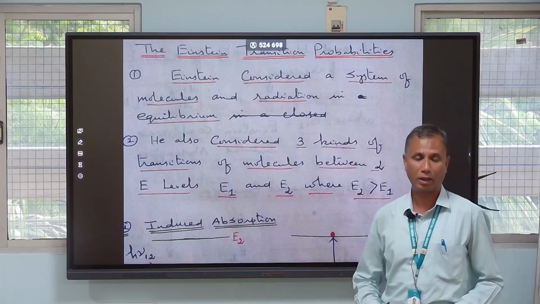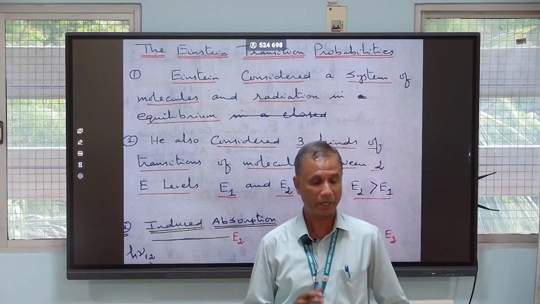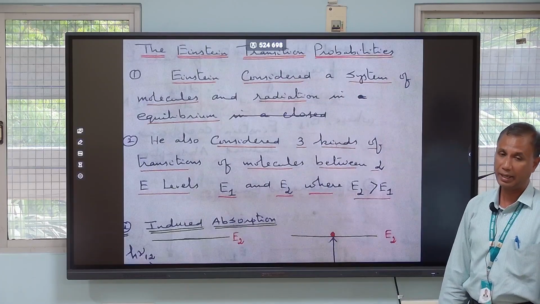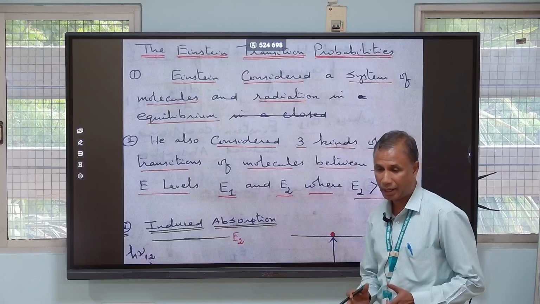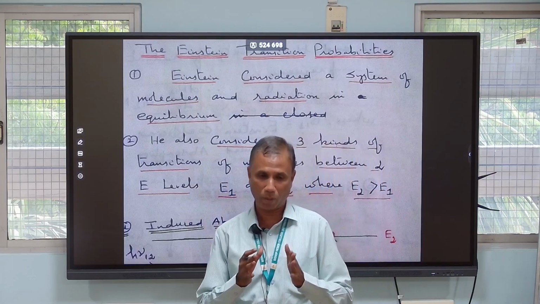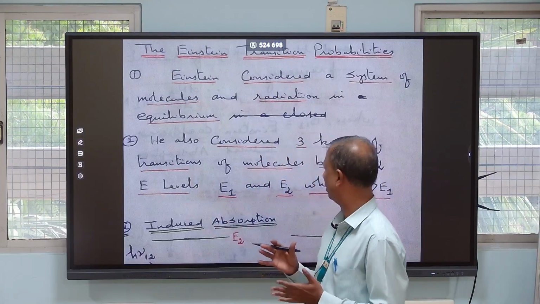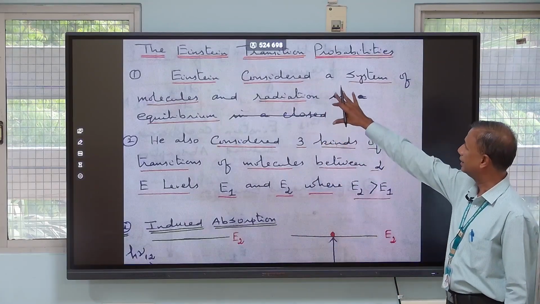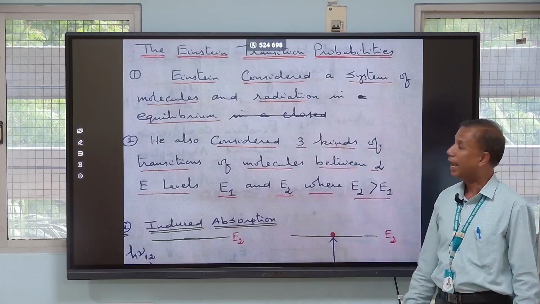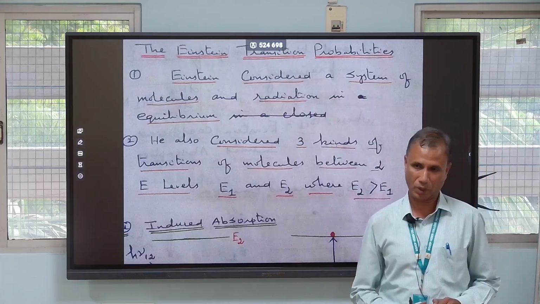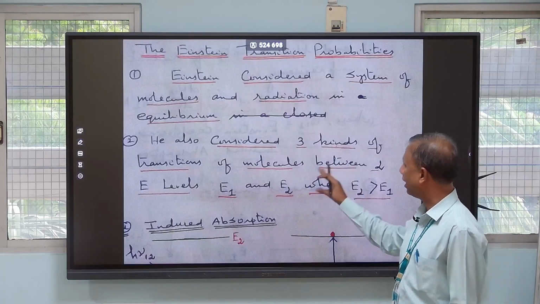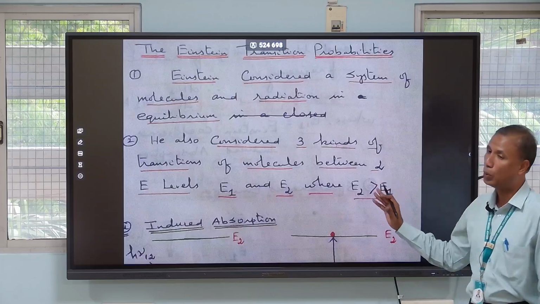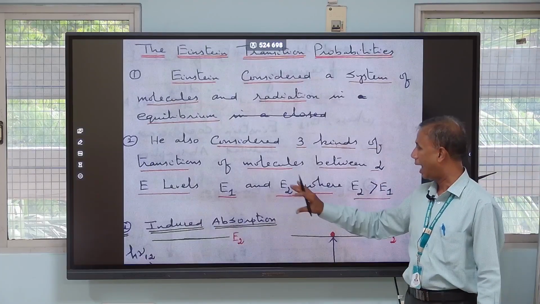Okay, another topic. It is a very important topic, a basic one: the Einstein transition probabilities. Here we are going to talk about three kinds of transitions. Einstein considered a system of molecules and radiation in equilibrium. He considered three kinds of transitions of molecules between two energy levels. I consider E1 and E2.